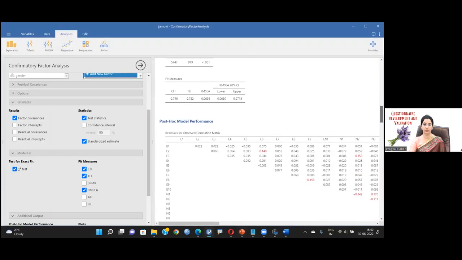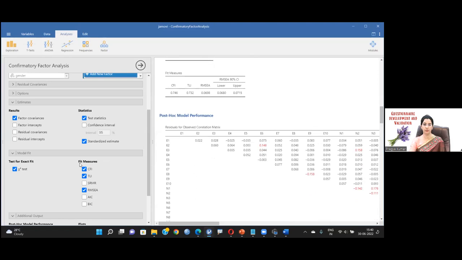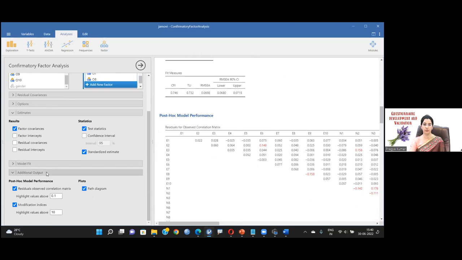Now if you come down, here you will see in the model, apart from model fit statistics, there are options of additional output. In the additional output, you will see there are three options. There is a residual observed correlation matrix. There is an option of plot, which is the path diagram. And there is an option of modification indices. Initially, if you open your Jamovi, by default, it is 3. So now what are these estimates?